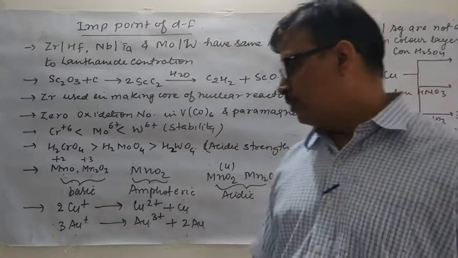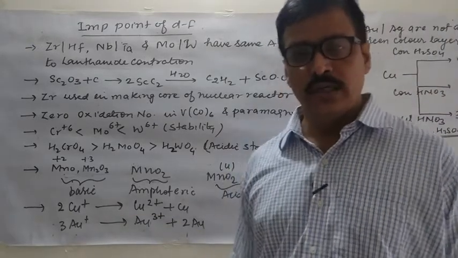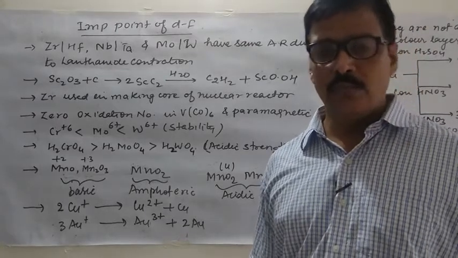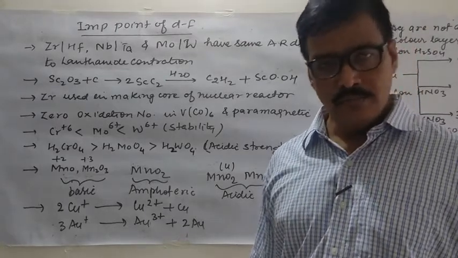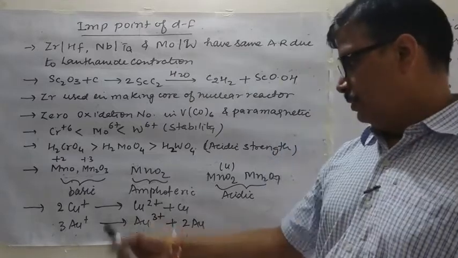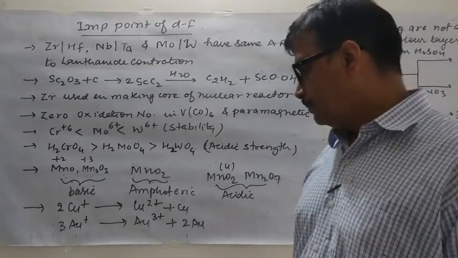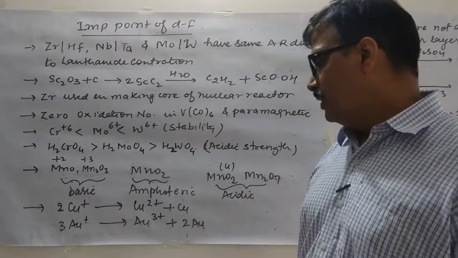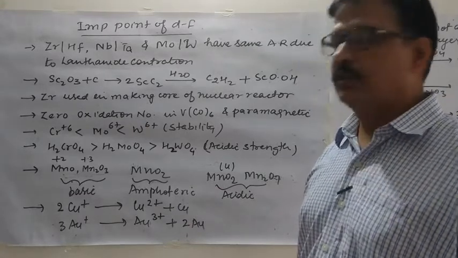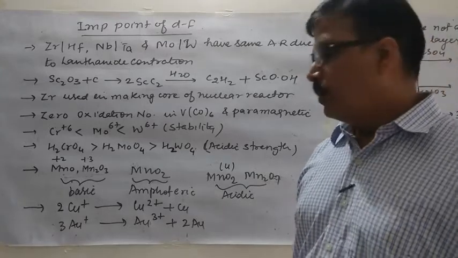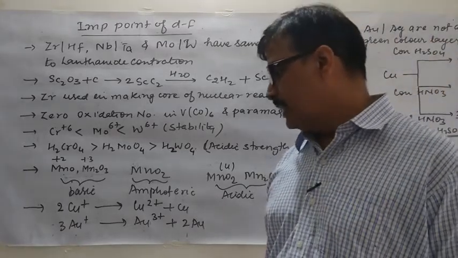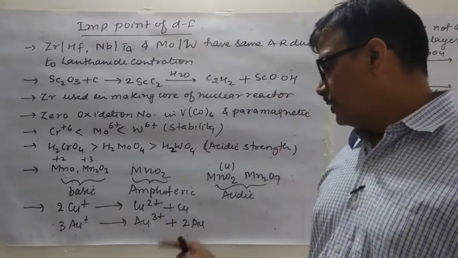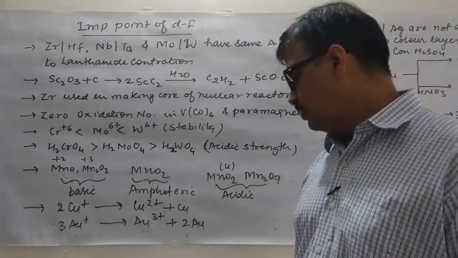Now these two reactions are also important. This is actually a disproportionation reaction shown by copper and gold compounds. Now Cu+ is changed into Cu2+, which is oxidation, and into Cu, which is reduction. So this is a disproportionation reaction. The copper +1 ion is oxidized as well as reduced. Now similarly, gold is oxidized to Au3+ and reduced to Au.